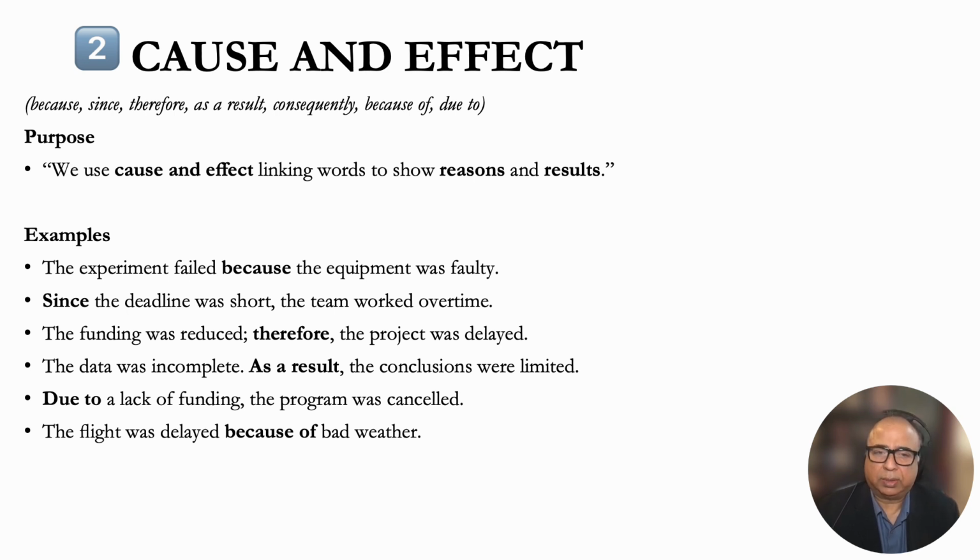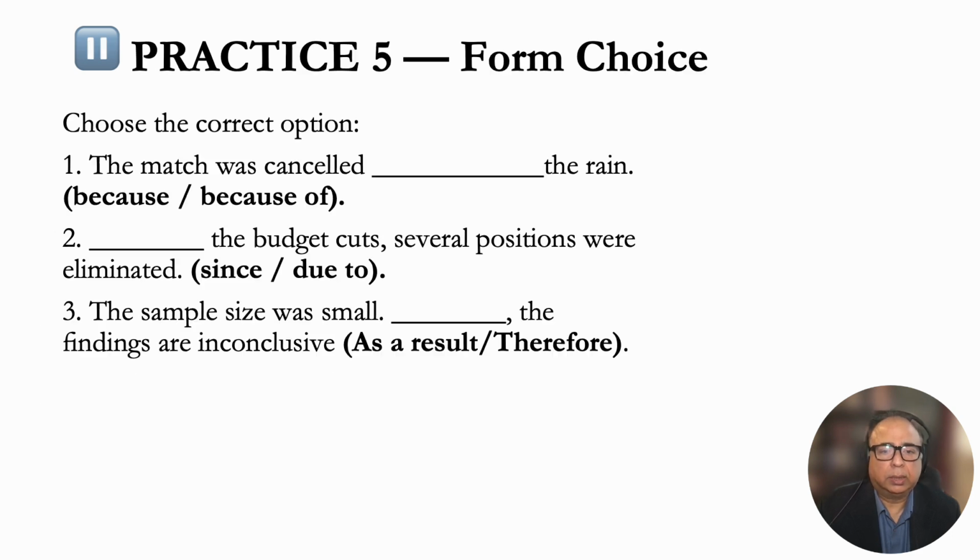So the data was incomplete. As a result, the conclusions were limited. So much better. Wouldn't you agree? Right? So use cause and effect linking words in your writing. Okay, let's practice now. Choose the correct option. The match was canceled, blank, the rain. You have 2 choices. Which one do you think works better?